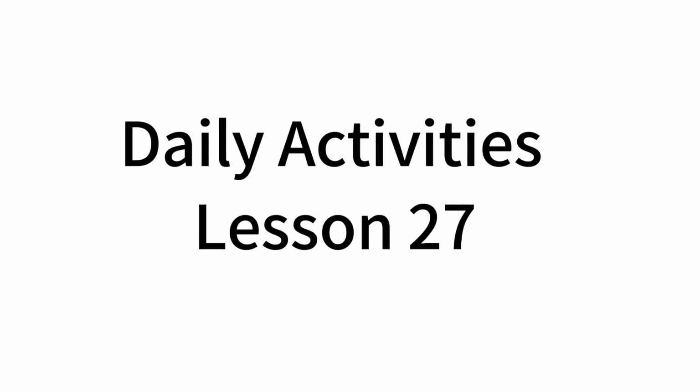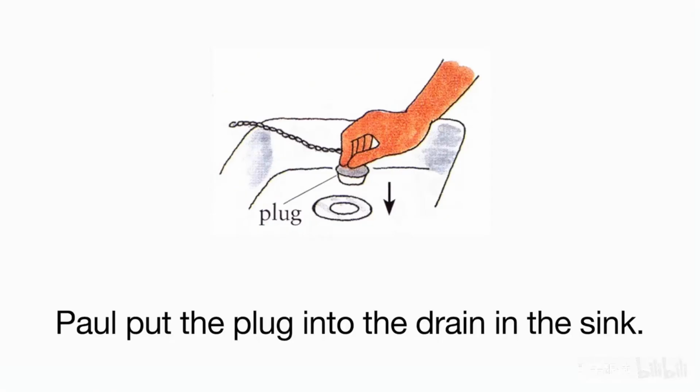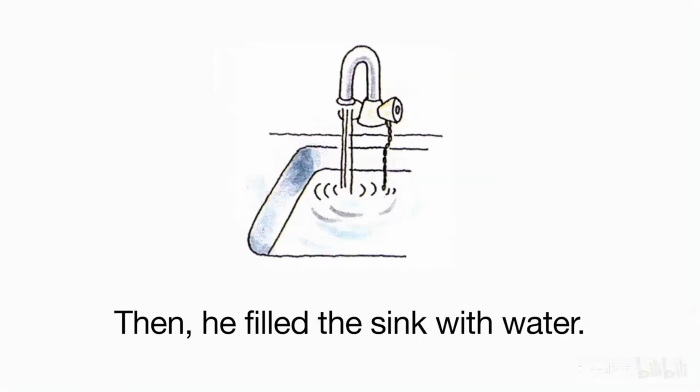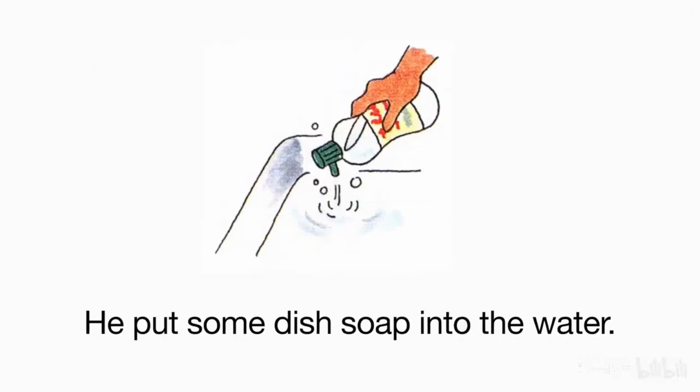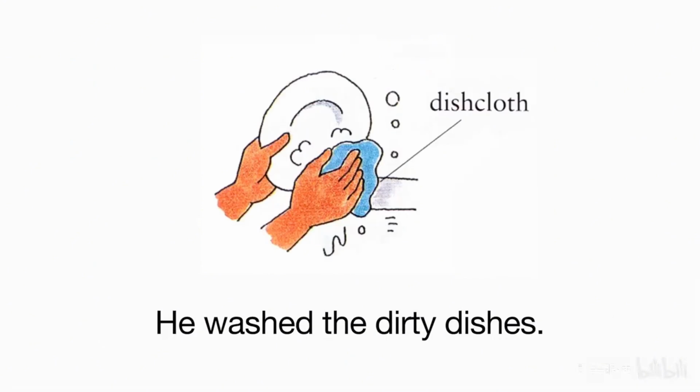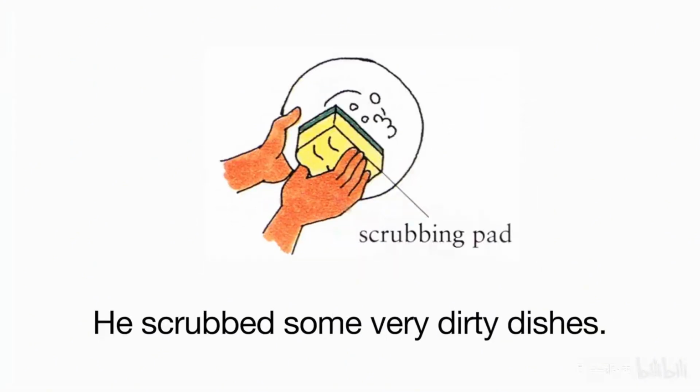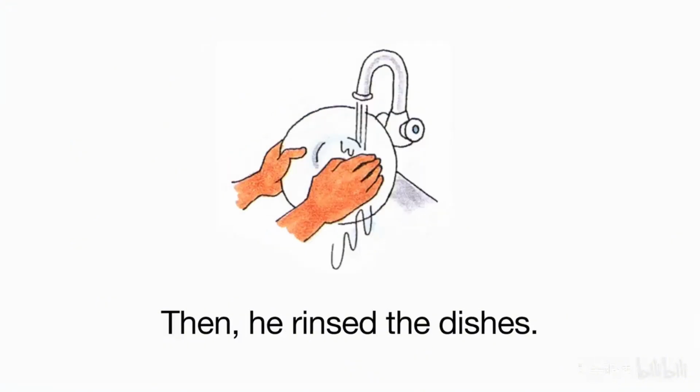Daily activities. Lesson 27. Paul put the plug into the drain in the sink. Then he filled the sink with water. He put some dish soap into the water. He washed the dirty dishes. He scrubbed some very dirty dishes. Then he rinsed the dishes.